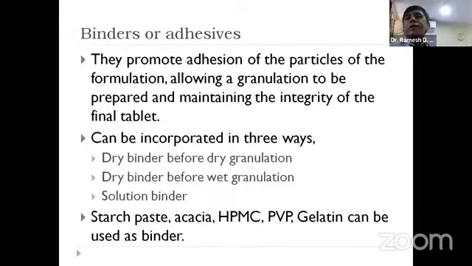Out of all these three, the last one, the solution binder, is the best one because it provides the best results. We can easily check the uniformity of distribution of the binder, because as it is present in the solution, we can check whether the entire mass has been wet or not, and that is why it is giving better results. Another advantage is solvent migration. When we are drying the granules, the binder along with the solvent will migrate to the surface, and during this migration, the surface of the granules becomes rich with the binder.